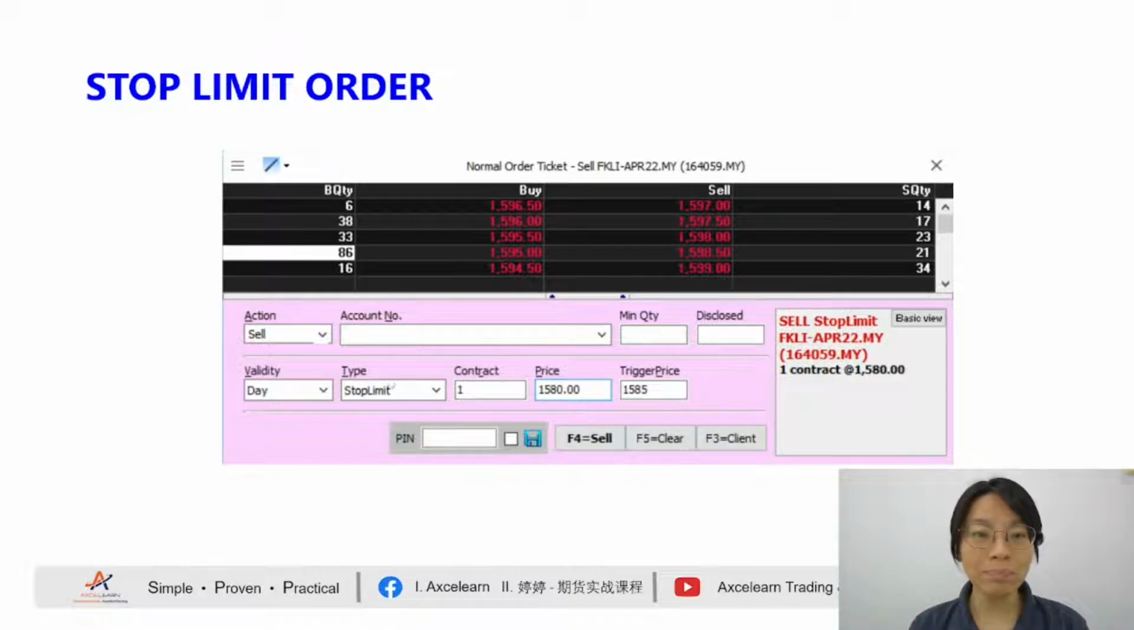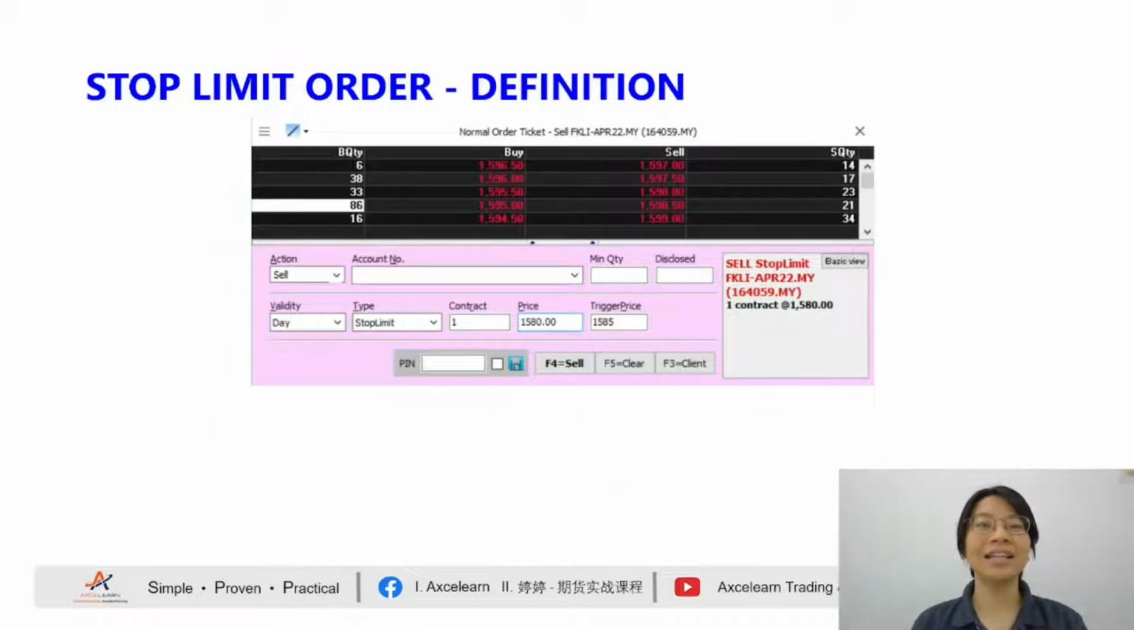And when you input your stop limit orders, you need to put in your trigger price and also your price. How do you put your trigger price and how do you put your price? Later, I'm going to explain to you. And what is the difference between putting a trigger price and putting a price for your stop limit orders. Now, before that, let's understand the key definition of stop limit orders.